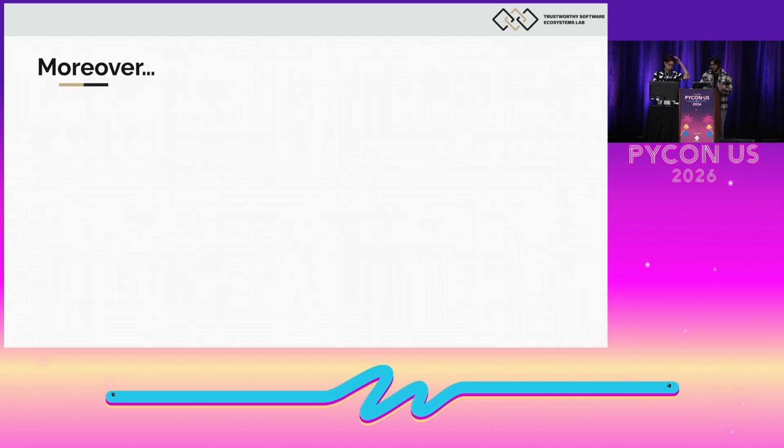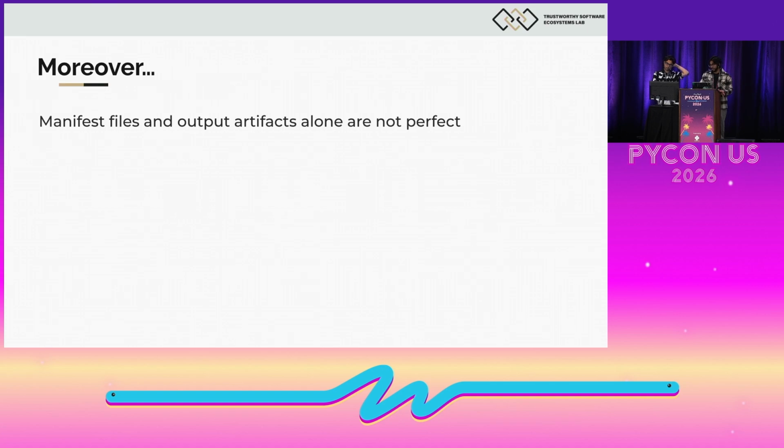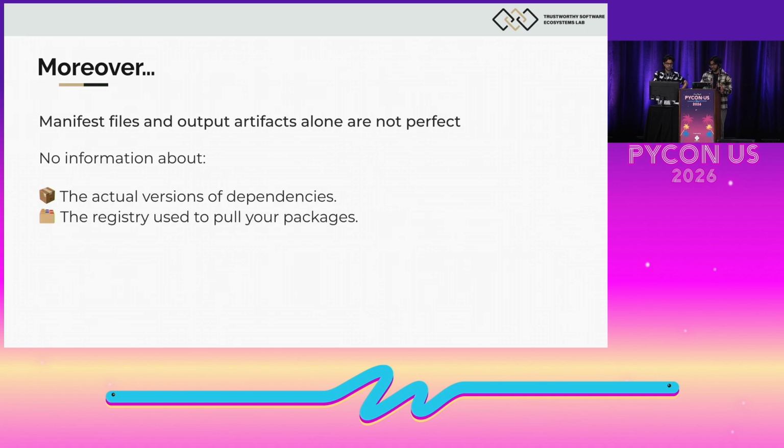And moreover, even if manifest files exist and are up to date, they don't capture everything you need. They don't always tell you the resolved versions of the dependencies. They don't tell you which registry was used. Did it come from PyPI or some internal mirror or from somewhere that you didn't expect? And they don't tell you about any rogue processes or unwanted network calls during your build. All of this is crucial for your security, and none of this is actually in your SBOM.